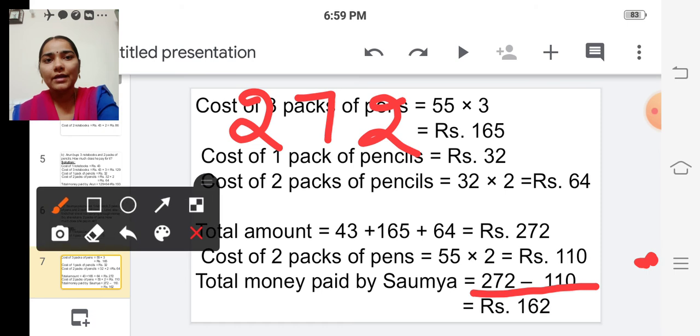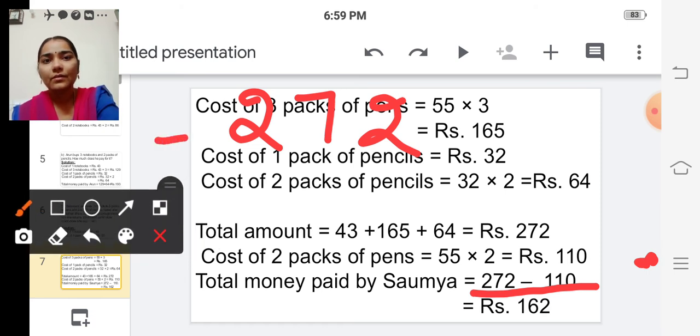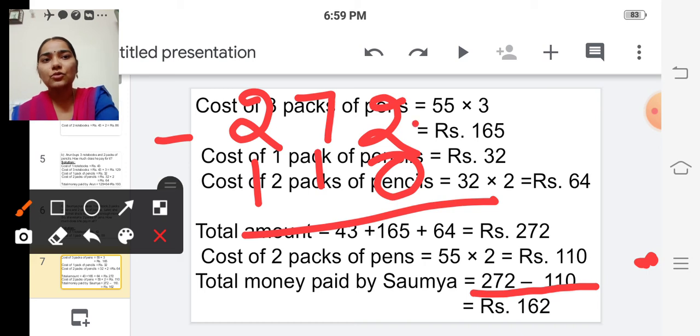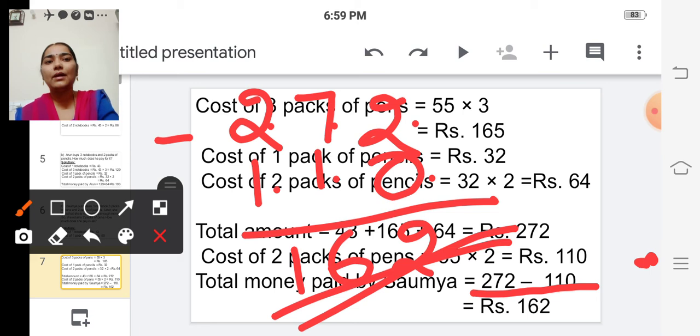272 minus 110. So subtract: 2 minus 0 is 2. 7 minus 1 is 6. 2 minus 1 is 1. So the total money paid by Soumya is rupees 162.